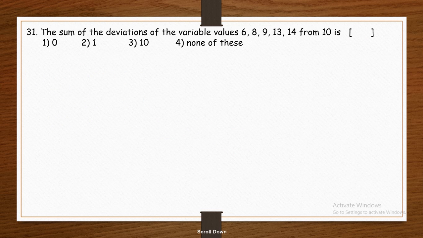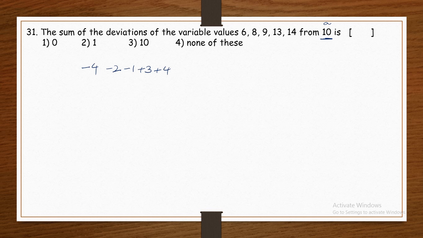Next, moving on to question number 31. The sum of the deviations of the variable values 6, 8, 9, 13, 14 from 10 is... It is asking you to find the sum of deviations from 10. So this is nothing but my a value. So xi minus a: 6 minus 10 is minus 4. 8 minus 10 is minus 2. 9 minus 10 is minus 1. 13 minus 10 is plus 3. 14 minus 10 is plus 4.